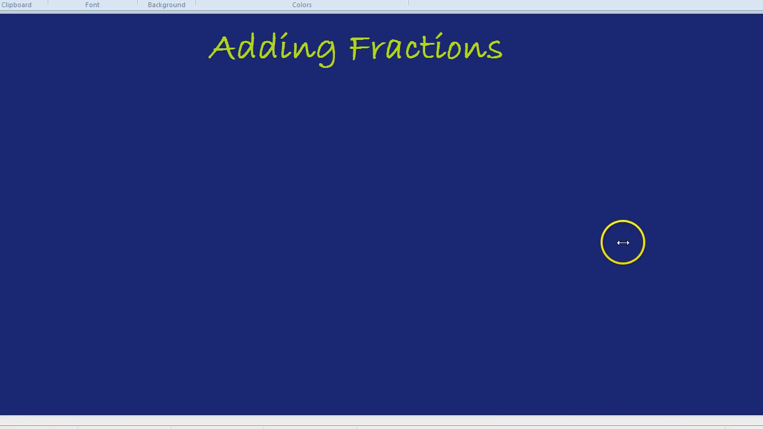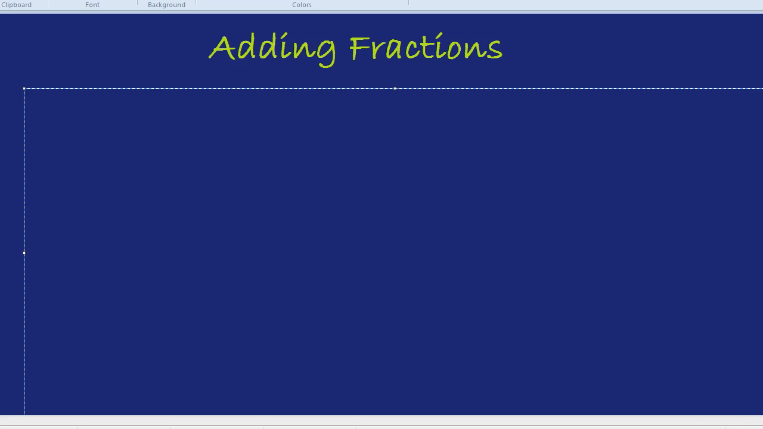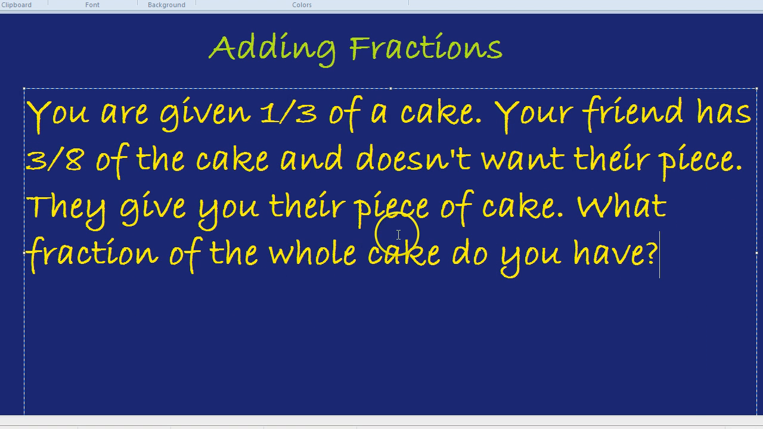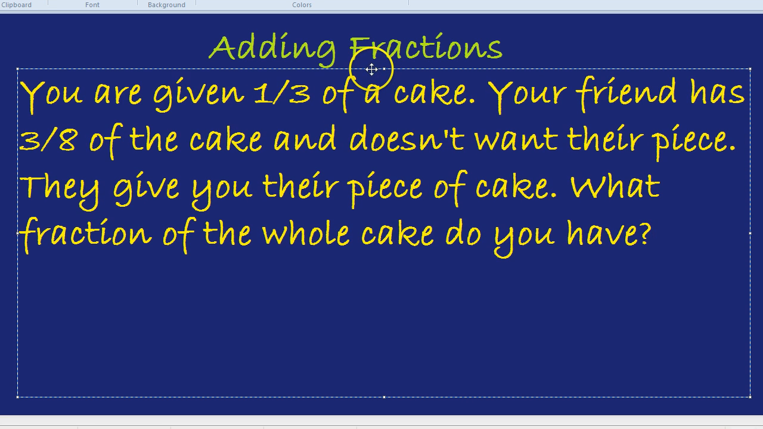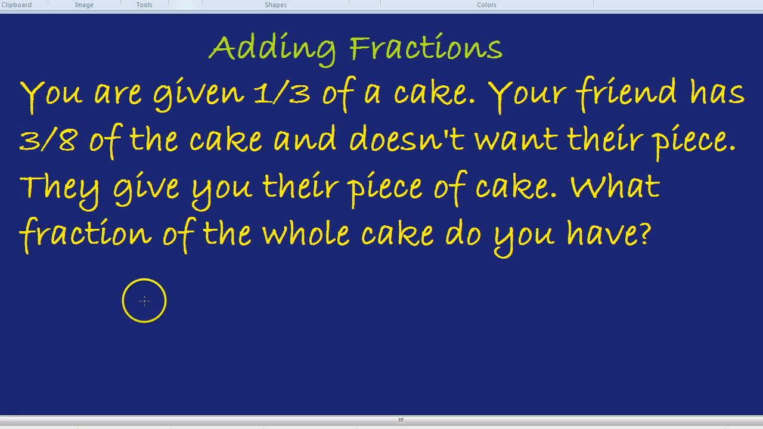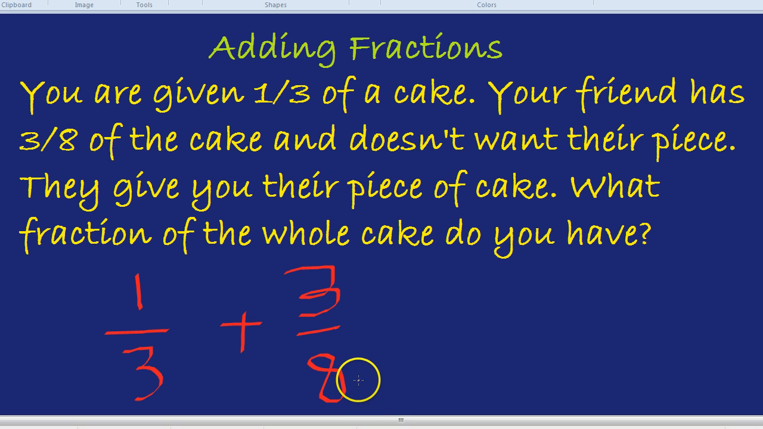Okay, so you are given 1/3 of a cake. Your friend has 3/8 of the cake and doesn't want their piece. They give you their piece of cake. What fraction of the whole cake do you have? Well, you started off with 1/3 of the cake. So let's write that. You started off with 1/3. They've now given you their slice, so we're adding, and their slice is 3/8. We need to find out what it is as an overall fraction, so we need to add the two fractions.